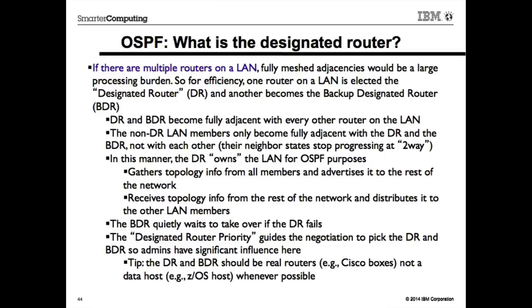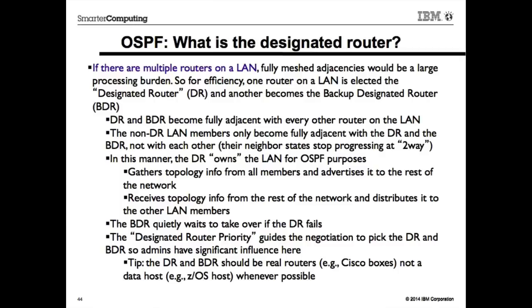And how do you decide who's going to be designated router? Well, that's negotiated through the hello protocol, but there are configurations you can do to influence it. There's a designated router priority, which is a 1-byte integer value. The higher the value, the higher priority you have. In other words, if my designated router priority is 255, your designated router priority is 128, I'm going to become designated router. So administrators have influence here, and we urge you to use it.